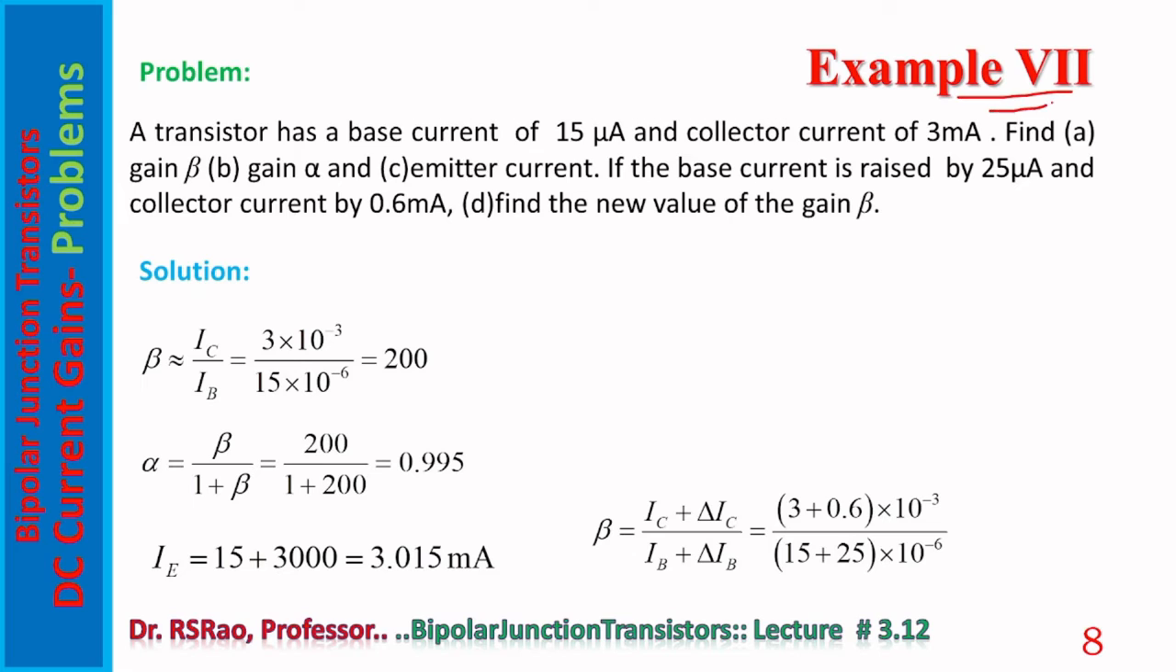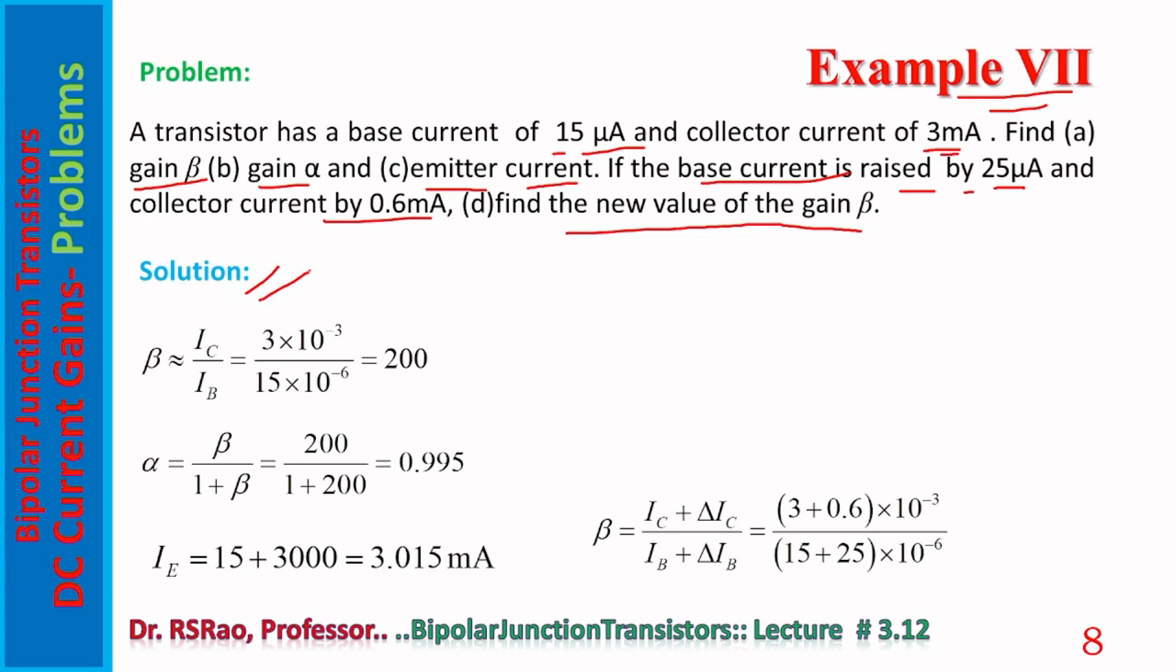Another problem, example 7. A transistor has a base current of 15 microamperes and collector current of 3 milliamperes. Find A, gain beta, B, gain alpha, C, emitter current. If the base current is raised by 25 microamperes and collector current by 0.6 milliamperes, find the new value of gain. This is the problem.